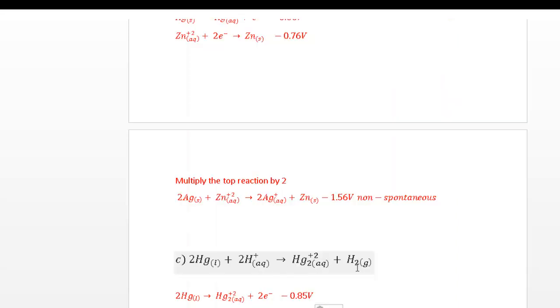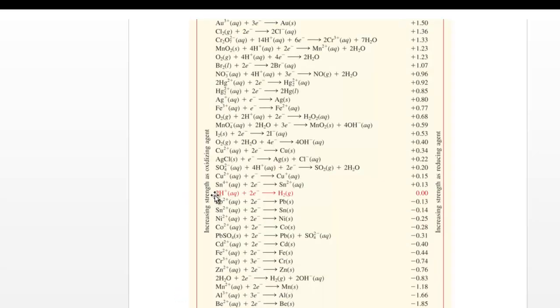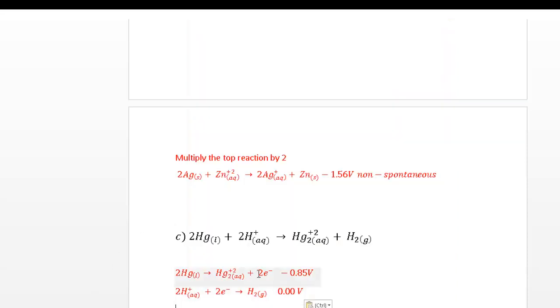And H plus going to H2 gas is our second half reaction. That's got to be a reduction if this one was oxidation. Remember, for every oxidation, there's a reduction. So H plus going to H2, that's a 2 electron transfer. That is our reference point 0, so this is associated with 0 voltage. And the 2 electrons on this product side here are going to cancel out with the 2 electrons on the reactant side here. And we'll add those two reactions together, add the voltages, minus 0.85 volts, non-spontaneous.